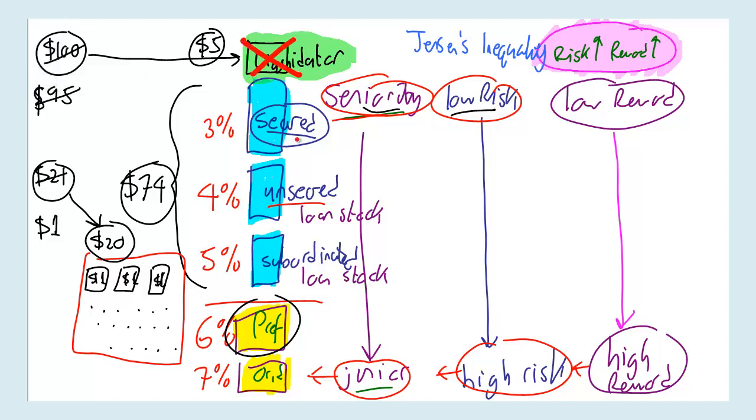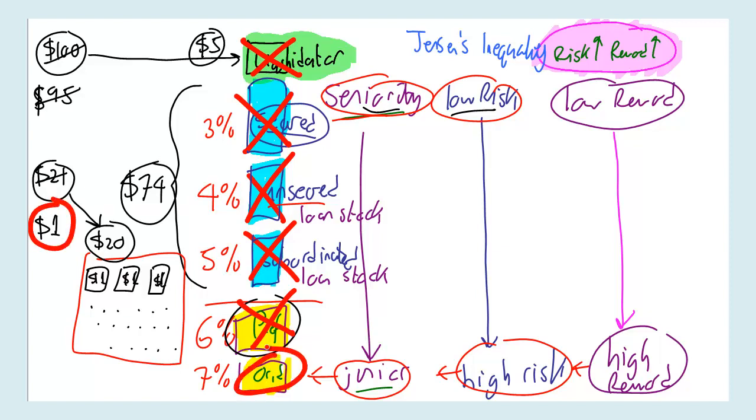The liquidator's been paid off, with the $5. All these 3 people lumped together have been paid off with $74. The preference shareholder's been paid off with $20. There's $1 left, and there's 1 person left.